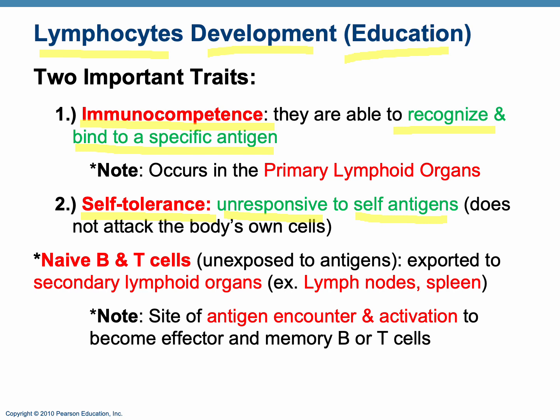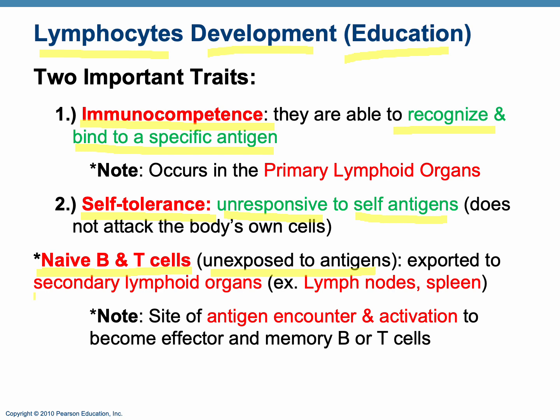And so these lymphocytes, B cells and T cells, are naive. They're considered naive early on before they've ever had an encounter with an antigen. So they're considered to be unexposed to antigens. They haven't had that encounter yet. They're naive to the human body. They're naive to these foreign invaders. But eventually they'll have their encounter.